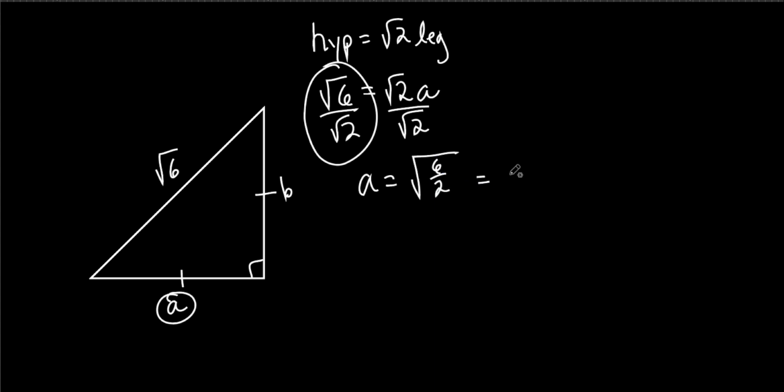And what is 6 over 2? It's a 3. But it's under a what? Square root. So what's A equal to? It's the square root of 3. Okay? Now, once you find one, the other one's super easy because it's going to be the same exact thing. So hopefully you got this one right, and then you'll get this one right. What's B equal to? Square root of 3, because they're both the same.